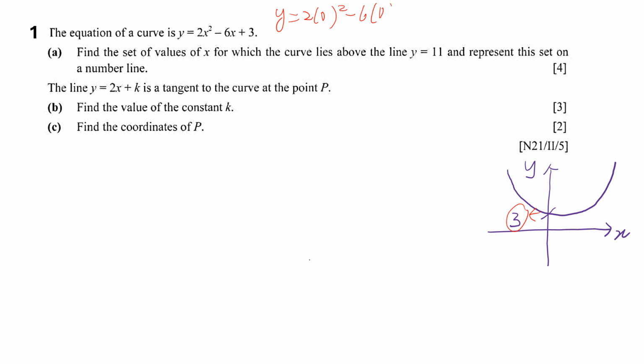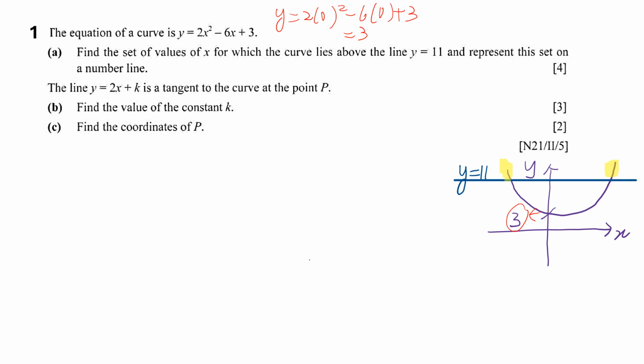Just in case some of you wonder why, for the y-intercept, just substitute x equals 0, okay? And I have a line y equals 11. Of course, the line y equals 11 has to be above the value y equals 3, right? Yes, so the part of the curve that I'm interested in is the one highlighted in yellow. So I'm supposed to find the range of values of x that correspond to that yellow colored part.